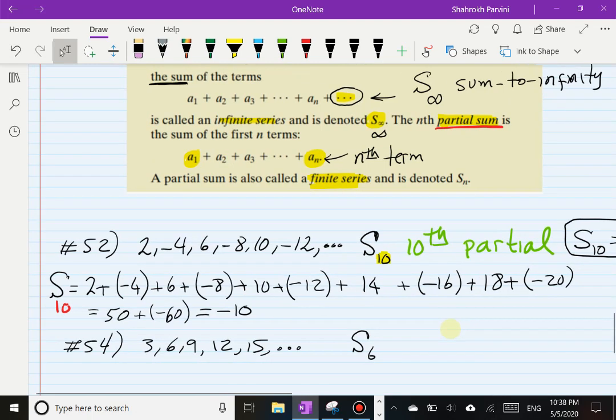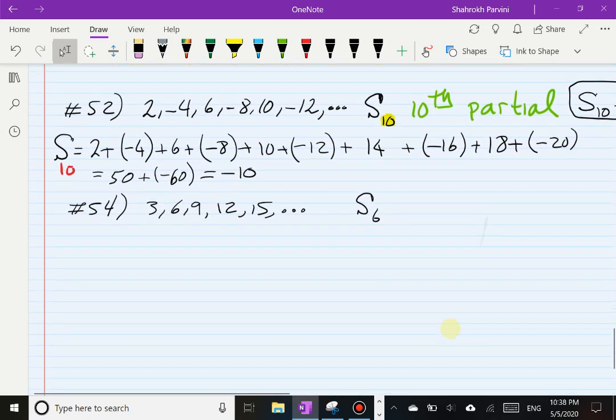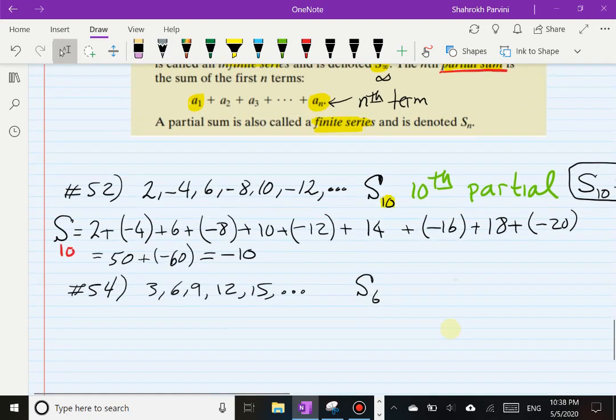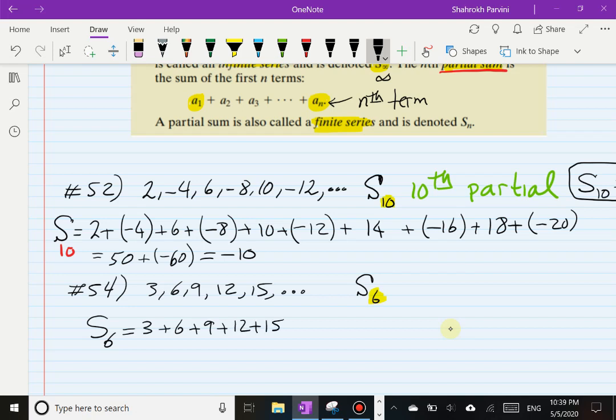Okay, let's look at this one, number 54. In number 54, we're doing 3, 6, 9, 12, 15, and so on. S sub 6 now, right? That means the 6th partial sum. So how is this going to work? Well, S sub 6 means first, second, third, fourth, fifth, and okay. What do you think the 6th term is going to be?